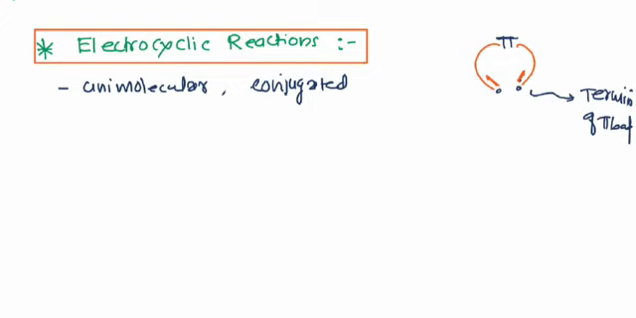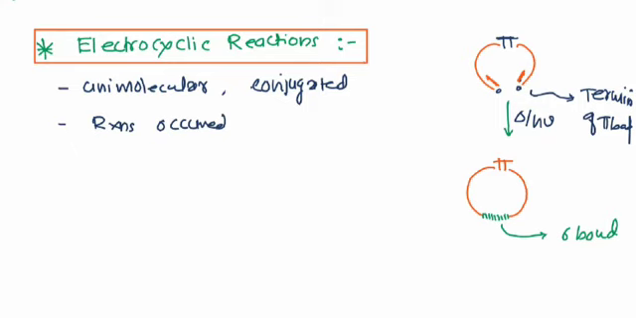Look at the product of this reaction. This is the reaction, here this is my pi bond, and here is the new sigma bond. It may be under thermal condition, it may be photochemical. So the second point is that reactions occur at the termini of the pi bond, the termini of a conjugated molecule, one can say. So here we can simply say reactions occur at the termini of pi bond.